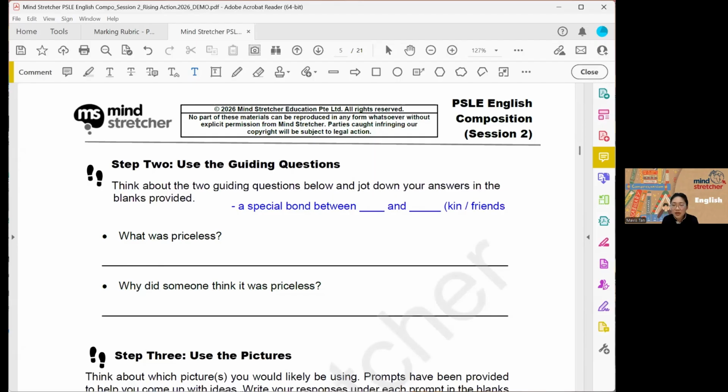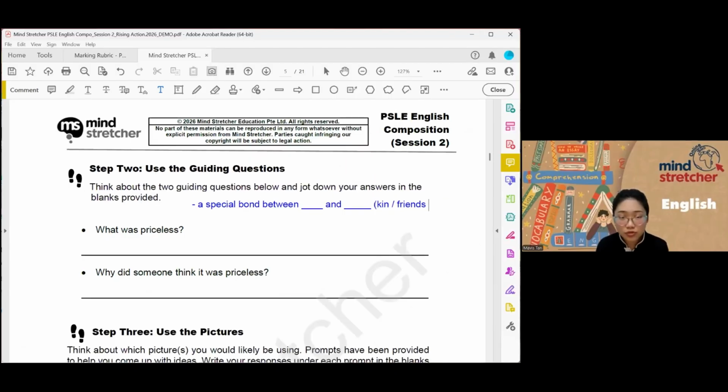It could even be you and your mentor, or a coach, a teacher whom you look up to. This teacher-student relationship could be something that's priceless to you because the teacher has done something that no other person has done to inspire you. So kin, friends, etc., a special bond.